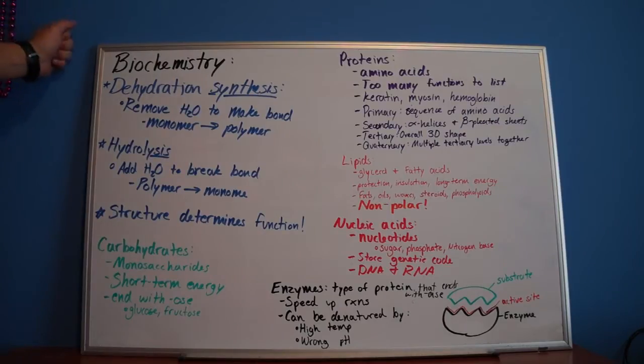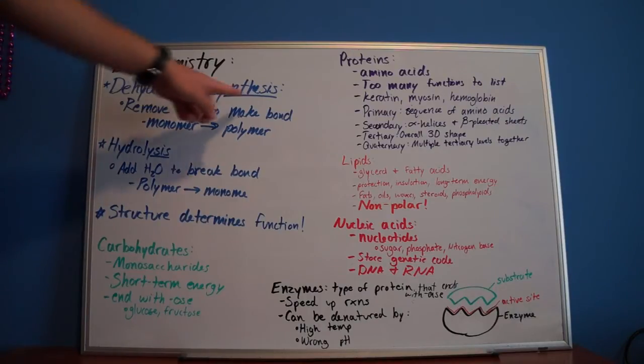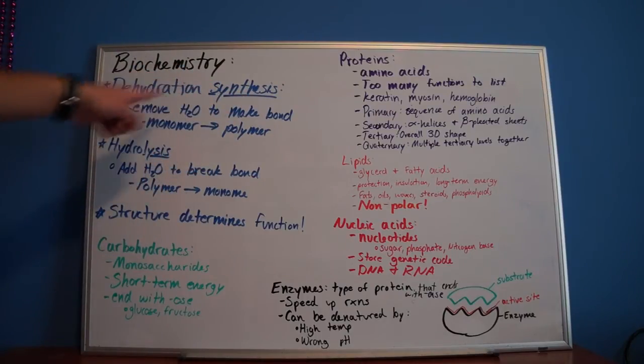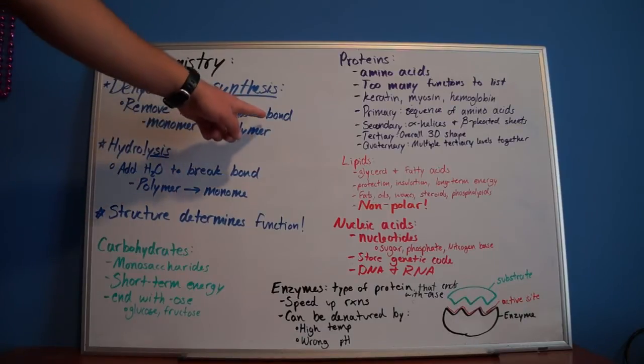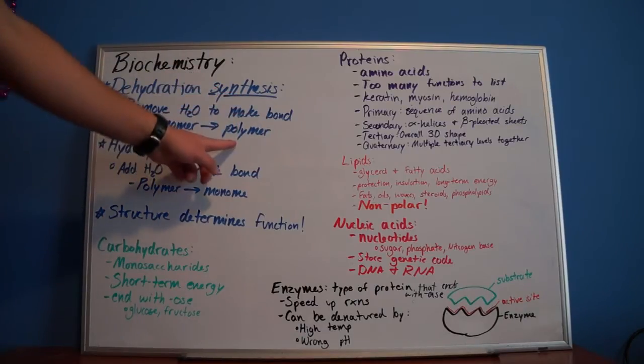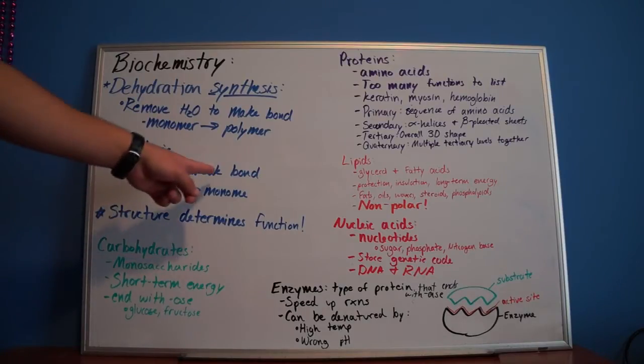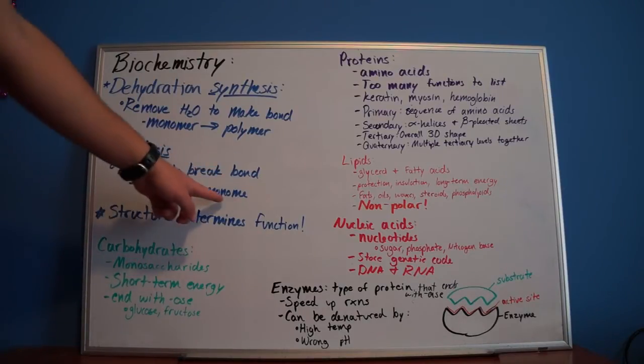But biochemistry. First off, just a few things about it. We'll talk about dehydration synthesis and hydrolysis. Breaking down word parts, synthesis means put together. Hydrolysis, the lysis part, means to break. So dehydration synthesis is removing water to make a bond. We're going from monomer to polymer. Hydrolysis is the exact opposite, adding water back in to break a bond, going from polymer to monomer.